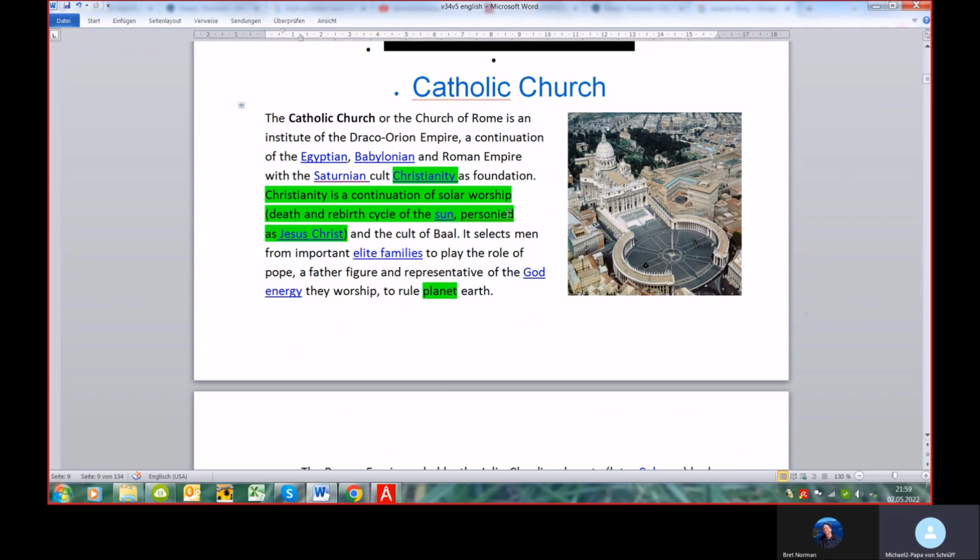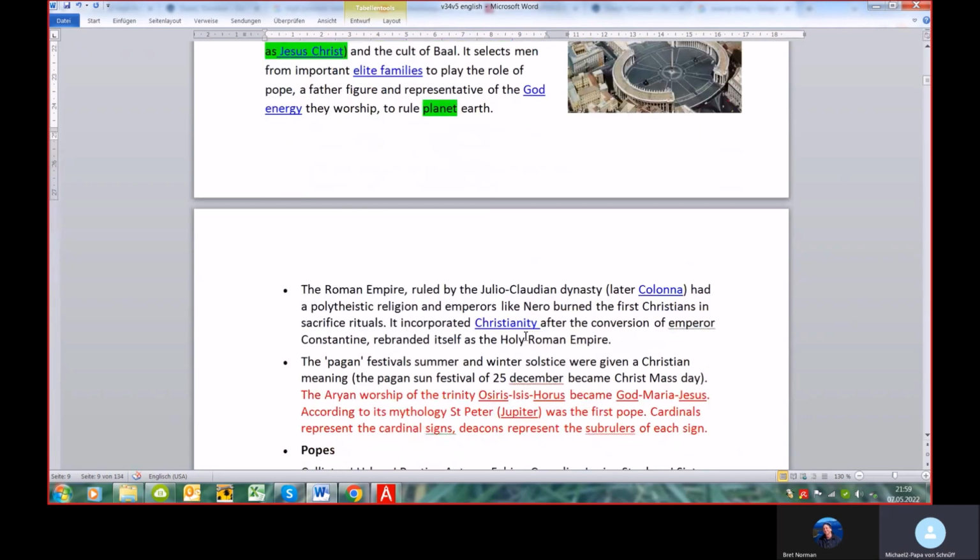Personified, there's somebody who cannot write and type properly. I have to correct even typos from people. And the cult of Baal. Right. Yeah, you see, to rule planet Earth, which is not a planet, where to start? So I cannot recommend any website.